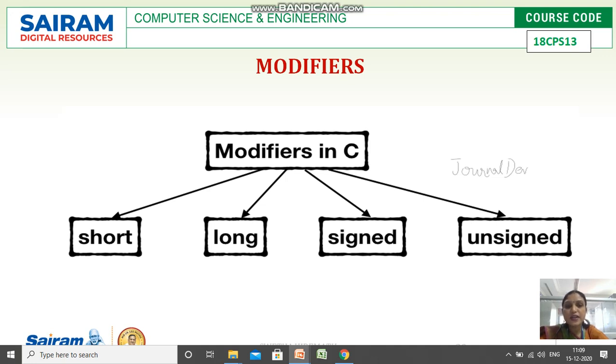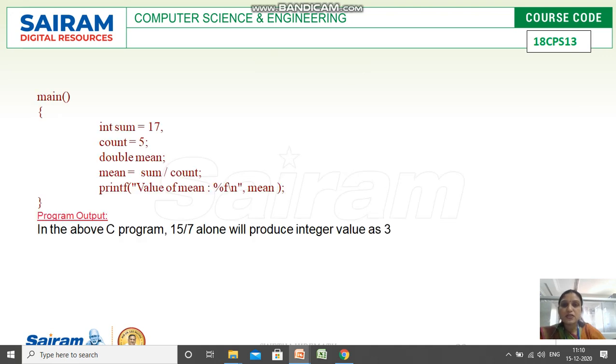So these are the different types of modifiers which we are applying on the different data types which we have seen in our primitive data types. So this is about the modifiers.